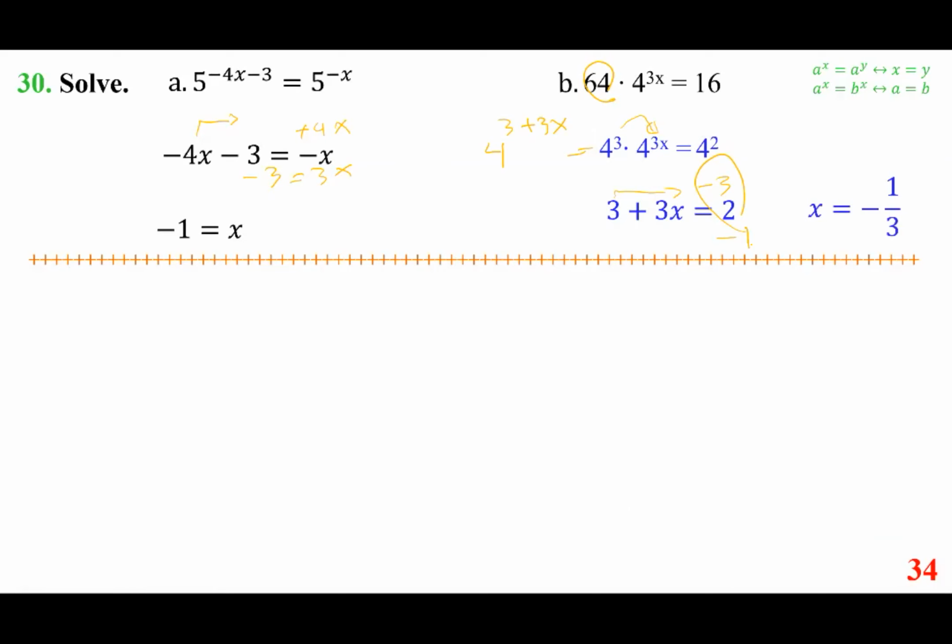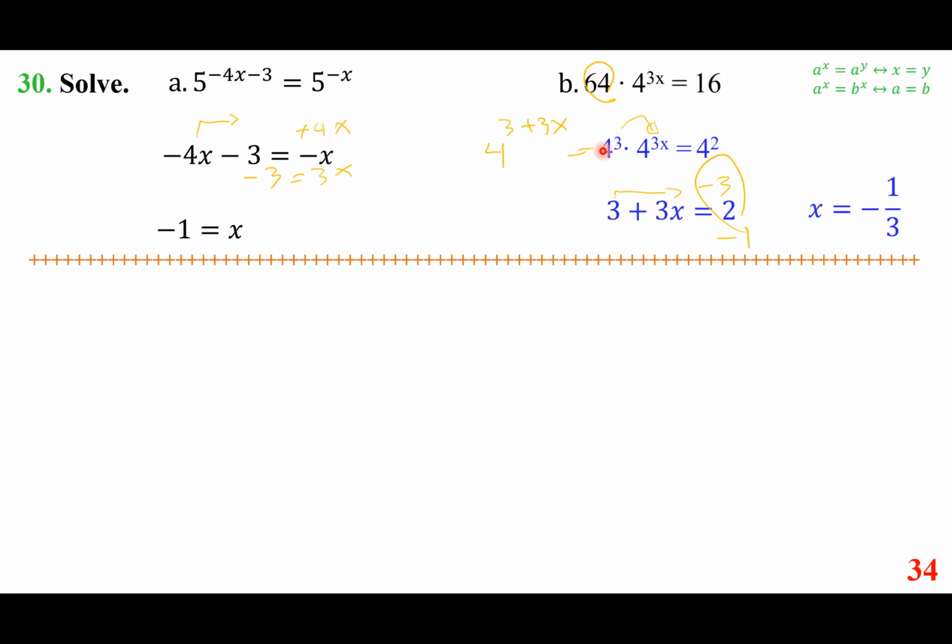Why didn't you make 4 to the power of 3x 1 to the power of 3x? Because you divided 64 and 16 by 4? That's not what I did. Could you remind me what you did, please? I'm changing 64 to 4 cubed.